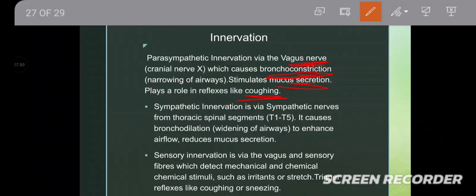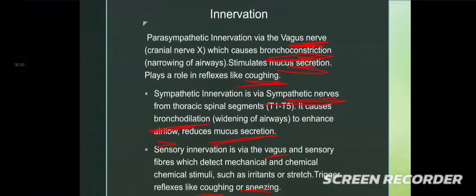Then sympathetic innervation is via the sympathetic nerves, from the thoracic spinal segments T1 to T5, and these ones cause bronchodilation to enhance airflow as well as reduce mucus secretion. Then there's also sensory innervation via the vagus nerve and sensory fibers, which detect mechanical and chemical stimuli such as irritants or stretch, and then trigger reflexes like coughing and sneezing. All these are picked up by the sensory innervation.